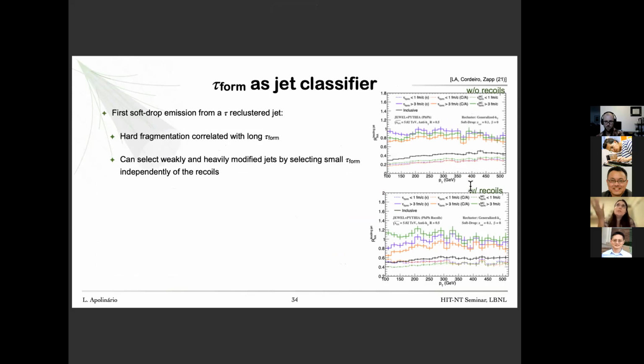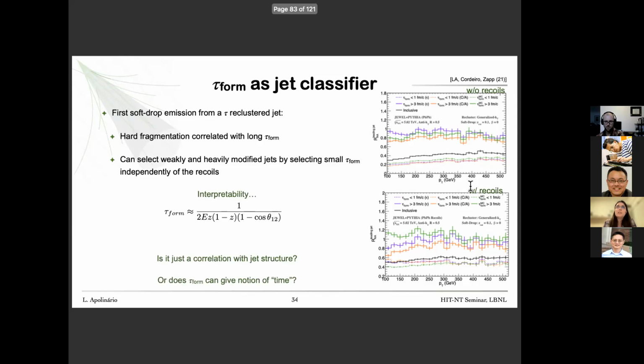Now, this of course can be used as a jet classifier. So I just recluster my jets, I measure the formation time, and I use this as telling me if the jet was in fact strongly or weakly modified with respect to our proton-proton reference. But of course, there are no free lunches.